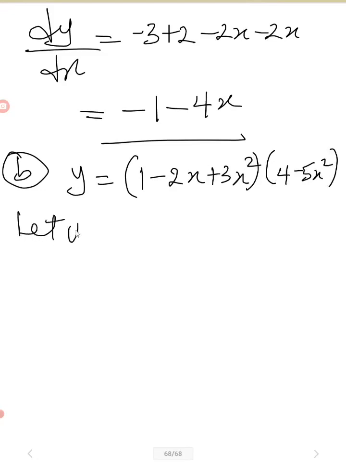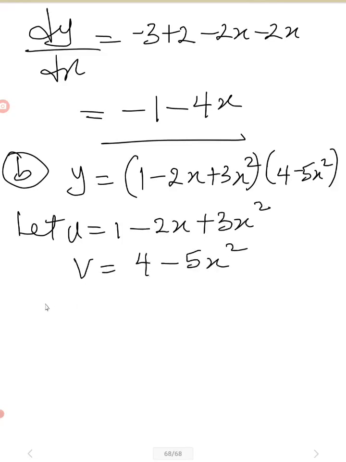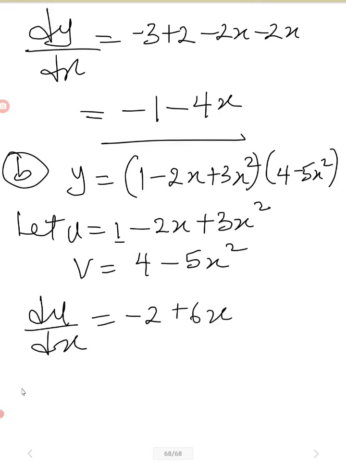Let u equal 1 minus 2x plus 3x squared. Let v be equal to 4 minus 5x squared. So let's now differentiate u with respect to x. The constant gives zero, so this will be minus 2 plus 6x. Let's differentiate v with respect to x. It will give you minus 10x.